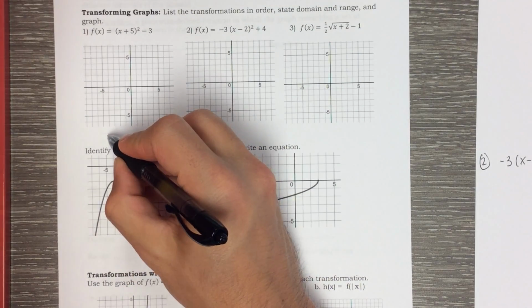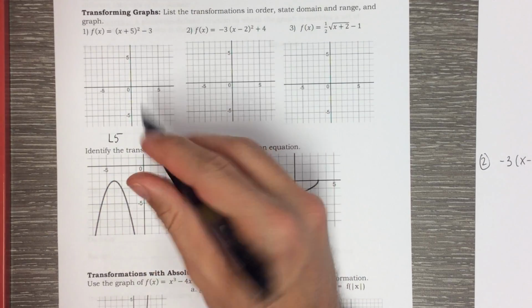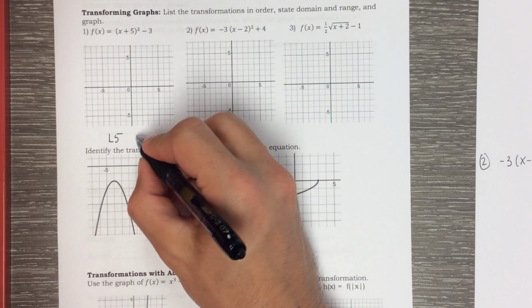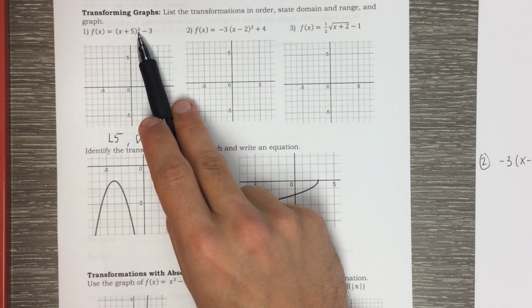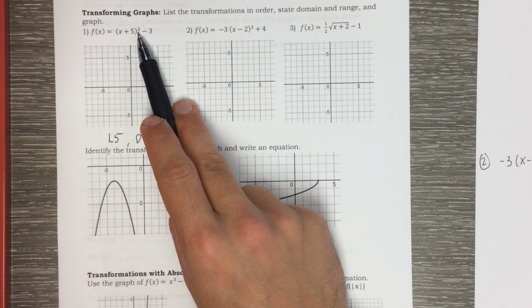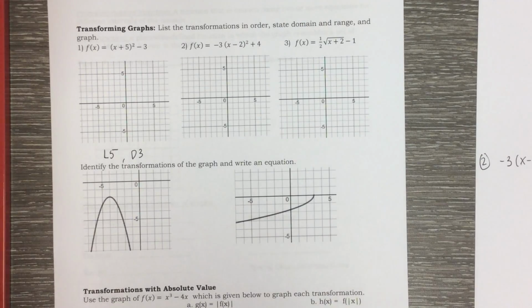So for example 1 there, (x plus 5) squared minus 3, I think we would all agree that the transformations in order are, because of that plus 5 inside, left 5, and then that minus 3, down 3. This square is kind of giving us a clue as to what the parent function is. So the parent function for this thing is x squared.